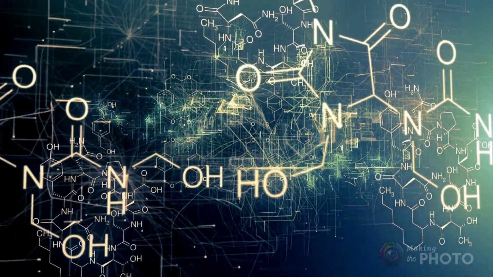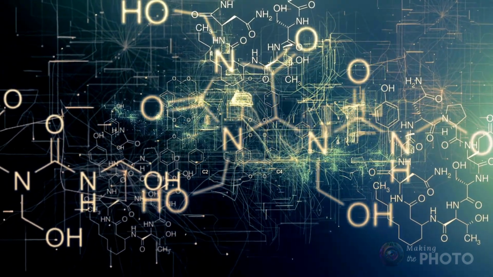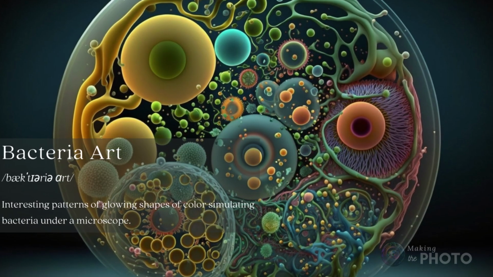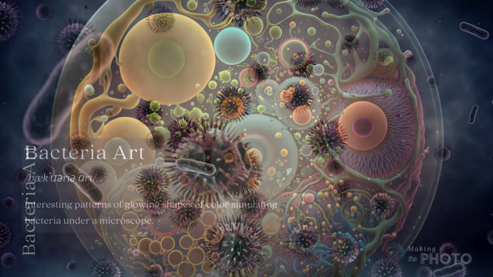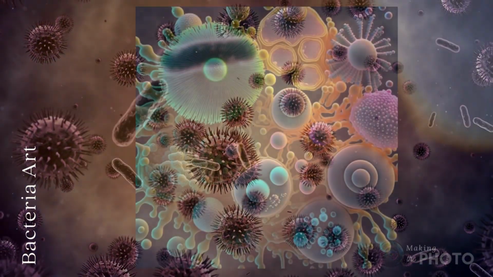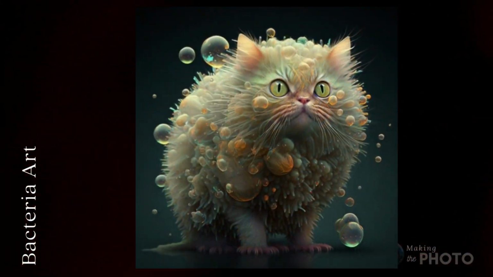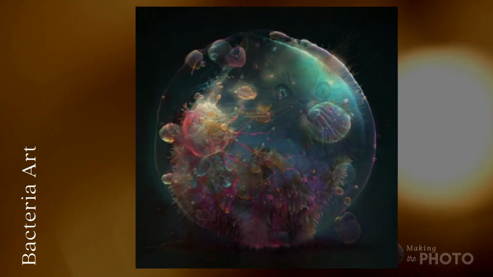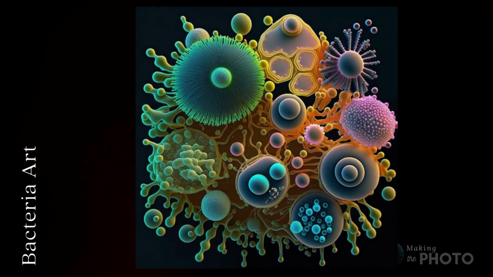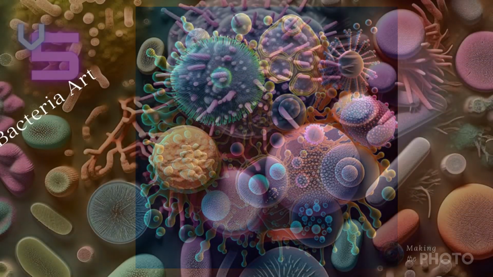And finally, let's end with a couple of out there styles that cross art with science. And with COVID still in mind, let's make some bacteria art. Bacteria under a microscope can be colorful with interesting patterns. Asking AI for bacteria art will give you interesting patterns of glowing shapes and colors. Adding the term bacteria art to a prompt brings the glowing effect, but also some organic shapes and colors.